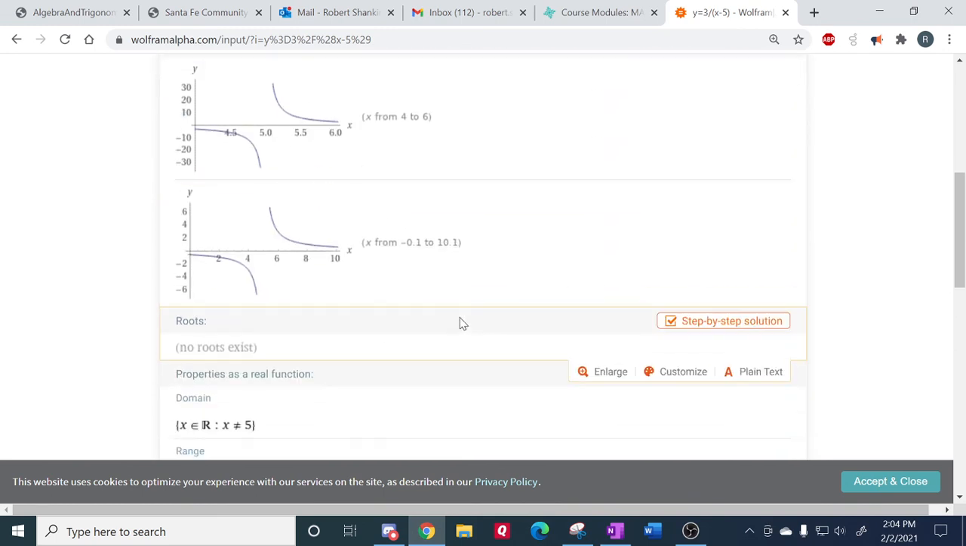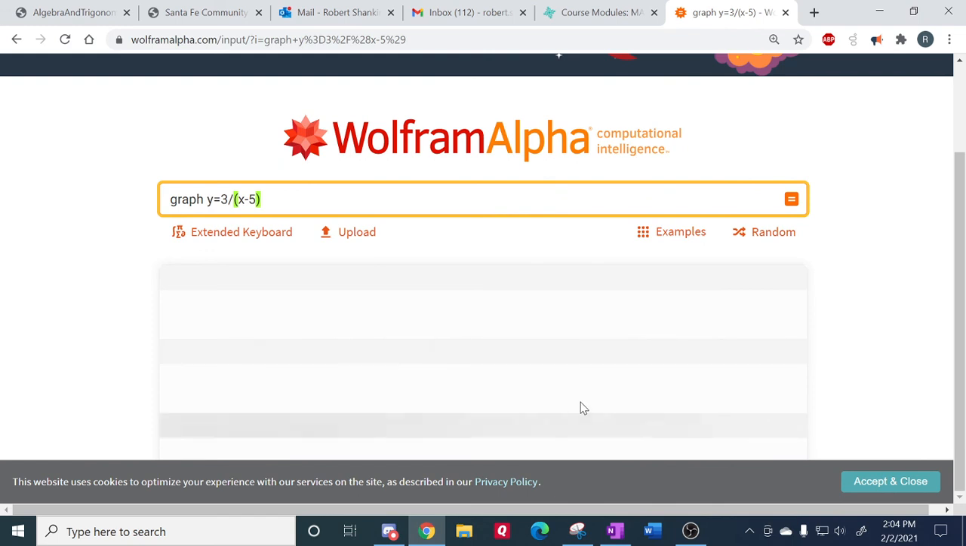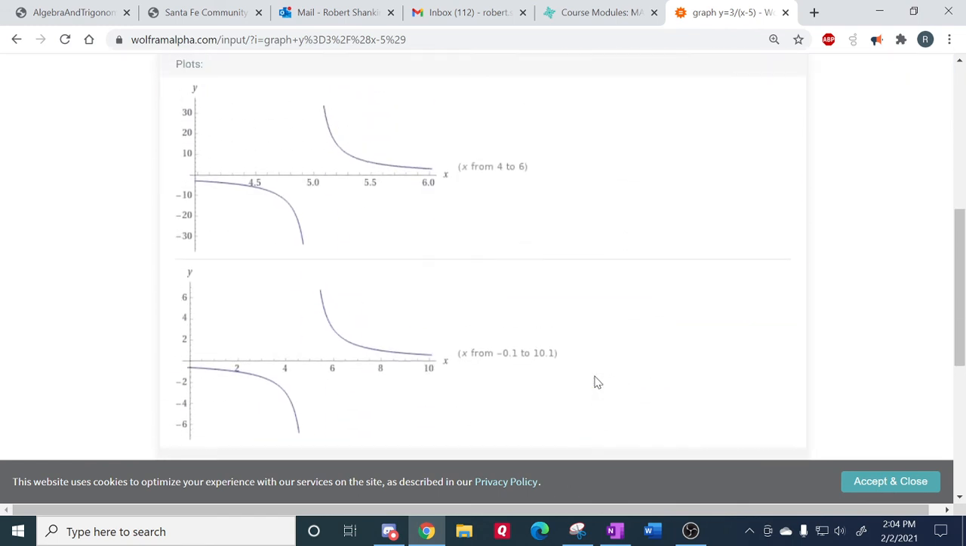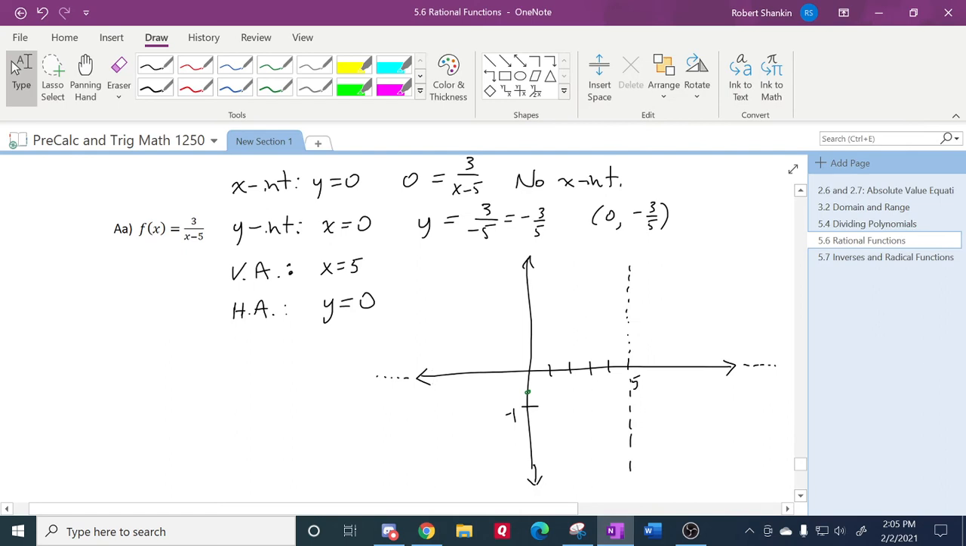Alright, now, you see it kind of gave us small graphs. If I put the word graph, did it do it a little bit bigger? Yeah, a little bit bigger. And it looks like a vertical asymptote at 5, and to the left it was below, to the right it was above, and so that makes sense with just putting this. Horizontal asymptote is 0, and then going up like this.